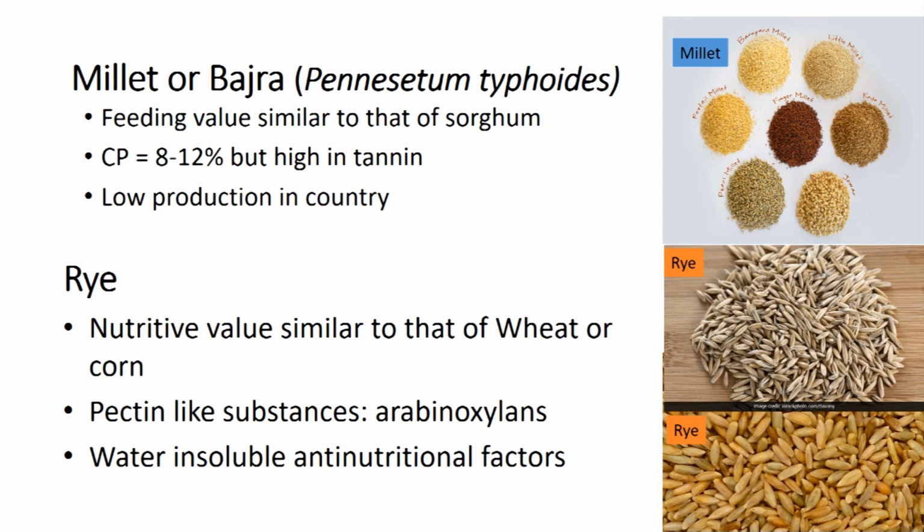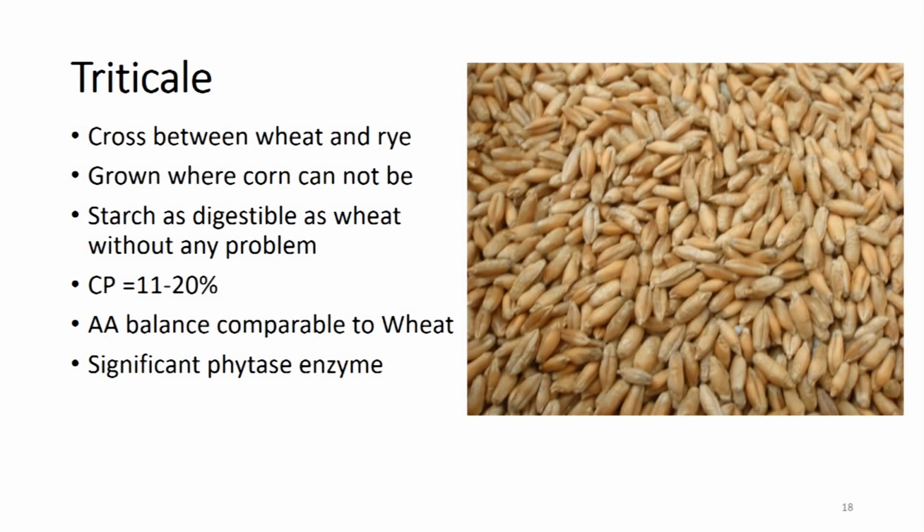Triticale. Triticale is a cross between wheat and rye. Triticale is grown where corn cannot be grown due to soil or climatic factors. Its starch is as digestible as wheat without any problem, and protein content is highly variable, 11 to 20%. Their amino acid balance is also comparable to that of wheat, and again phosphorus is present, but as phytate phosphorus. Due to the presence of significant phytase enzyme activity in triticale, that phosphorus becomes available.